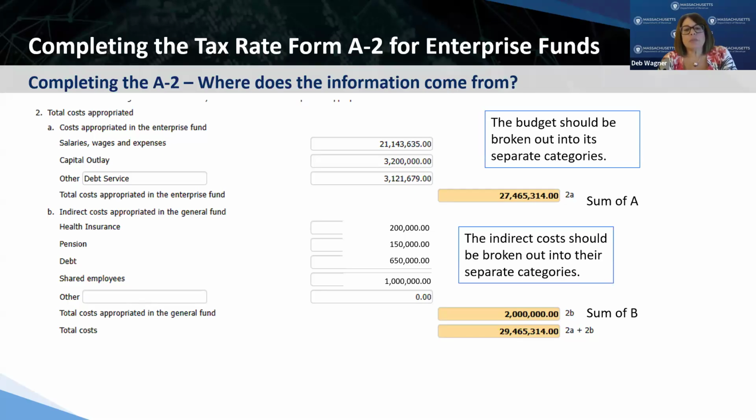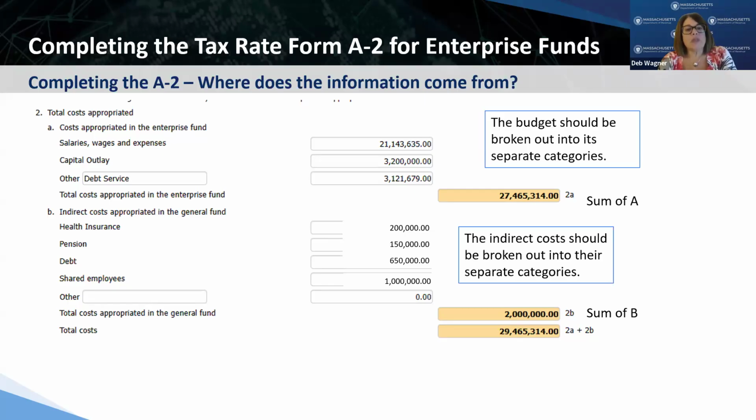And again, the budget should be broken out into its separate categories, not just all lumped on one line like salaries, wages, and expenses. If there's a capital component, that should be called out, and also debt service. Part B is where you would break out, where you would show the indirect costs. So you remember in the vote for the budget, they voted $2 million of indirect costs that the enterprise fund is going to repay to the general fund.